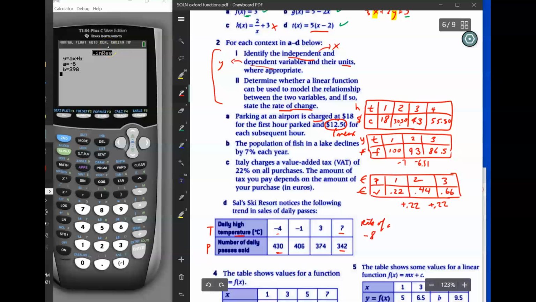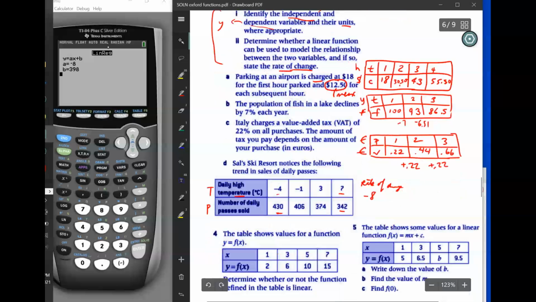I think that's all we need to do, right? We just need to figure out if it's linear. Yes, it's linear. We saw visually that it was linear. And we also can see that the slope is -8, and that is the change, okay? You can actually do that on any of these problems. You can just type it in stat edit, and then you could do stat calc ln reg, and the a value, or the slope, is going to be the rate of change.